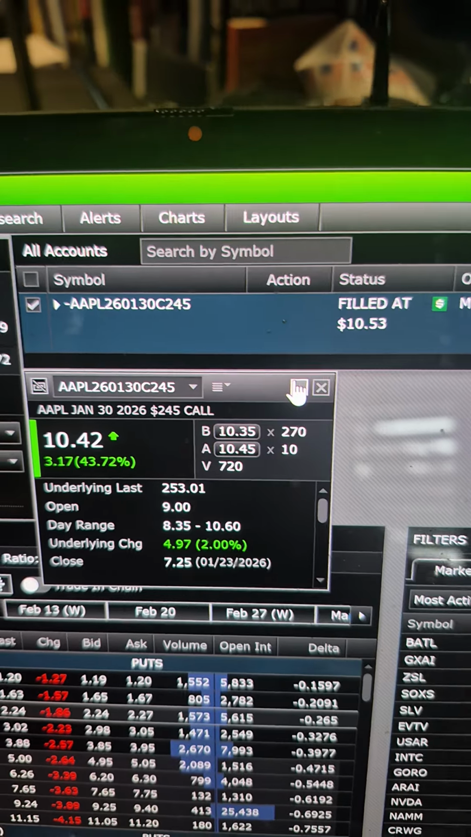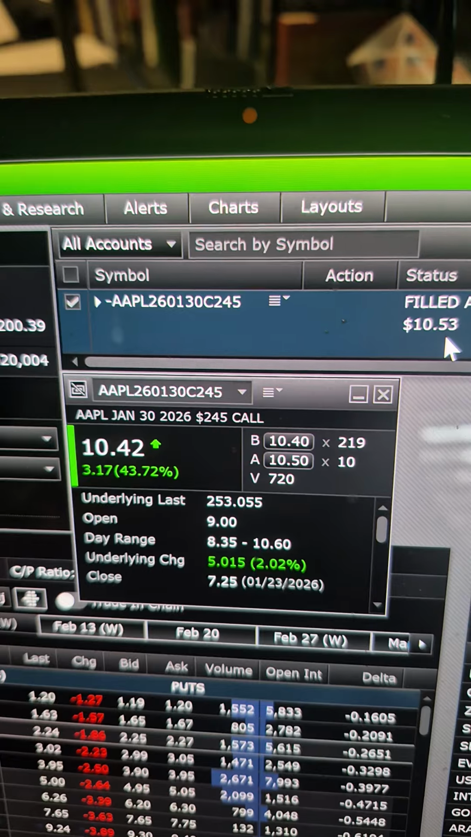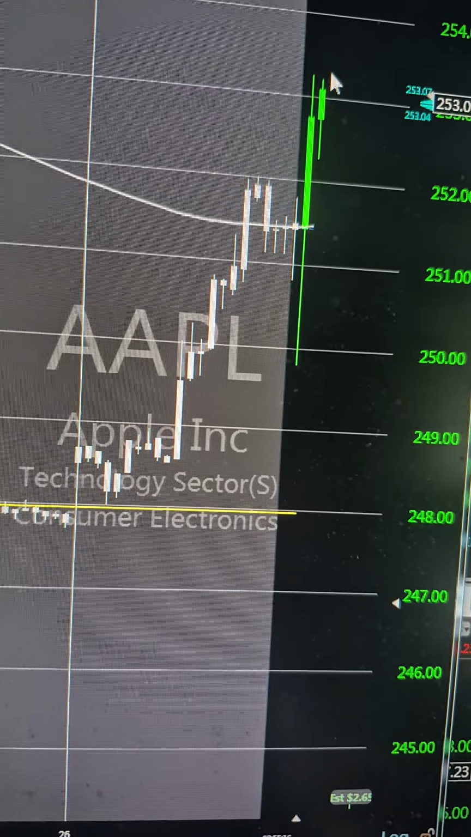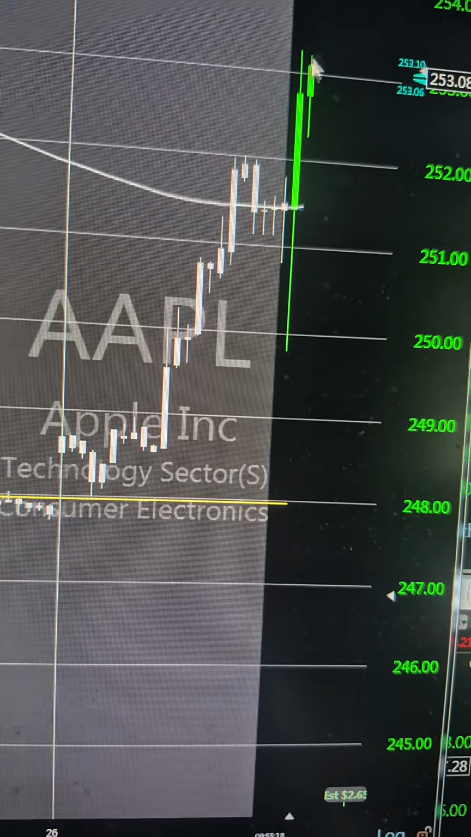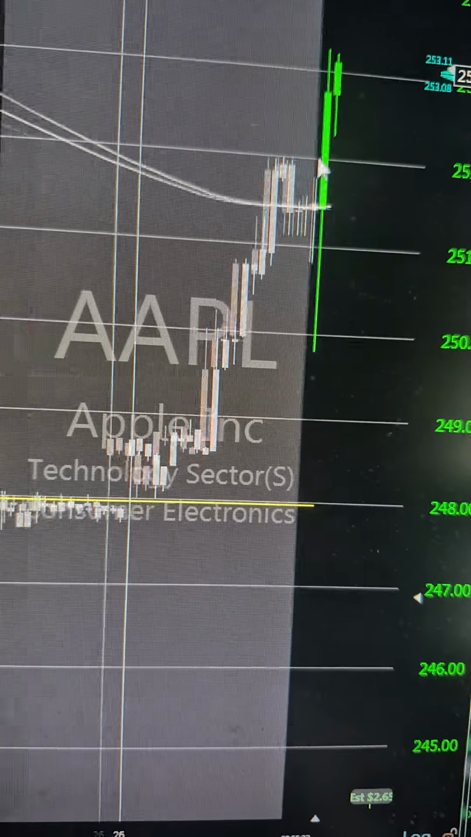All right, it's Monday, January 26th. I'm buying some Apple 245 calls at 10:53. This is here essentially as bar number one is about to break out here on bar number two to the upside. It moved up green, nice gap up here, one of the stronger stocks out of the gate.